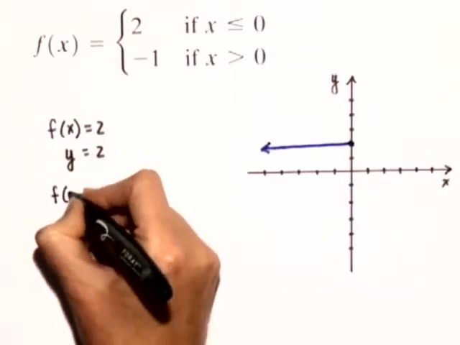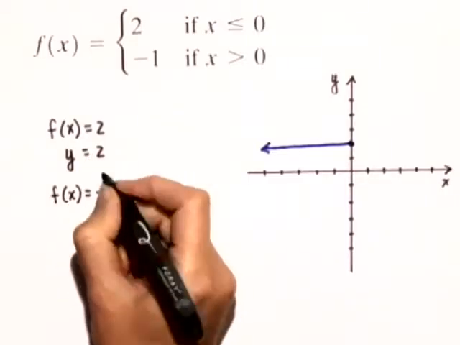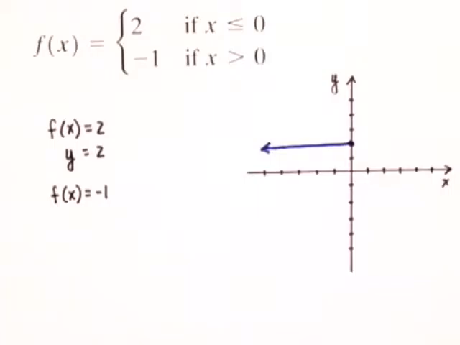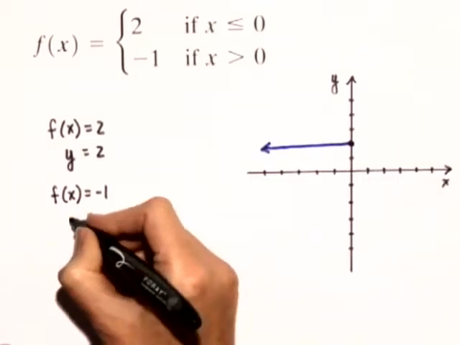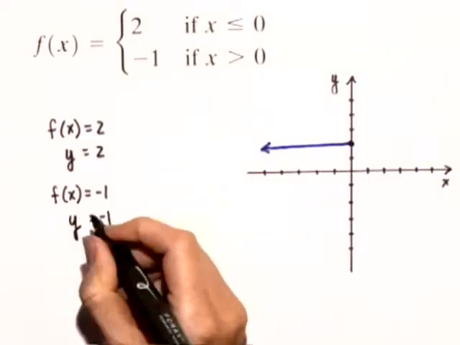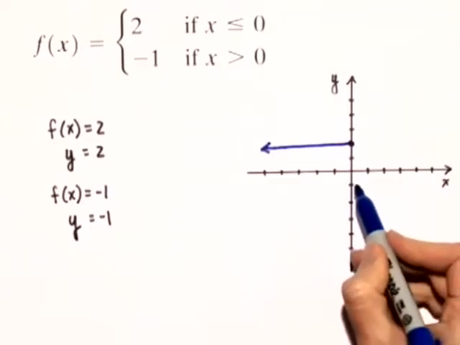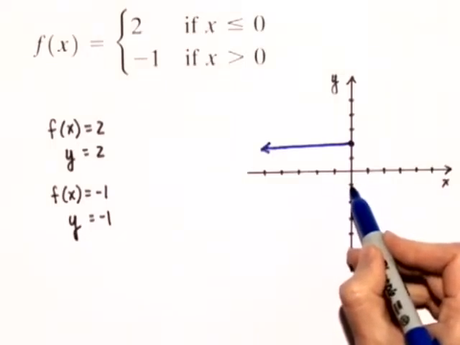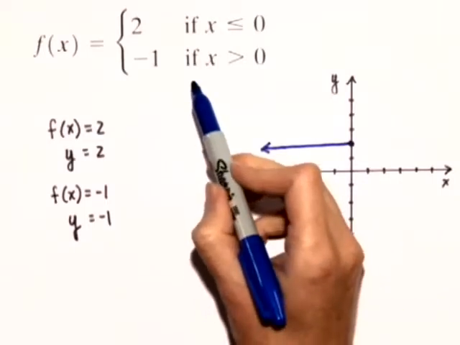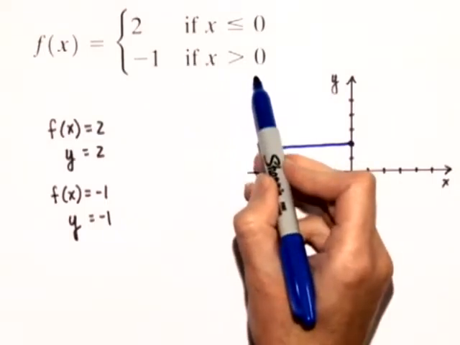We have f of x equal negative 1 whenever x is greater than 0. So f of x is equal to negative 1 really means that y is equal to negative 1. So another horizontal line, in this case passing through the y-axis at negative 1. But we have to be careful here. This specifically says for x values greater than 0.